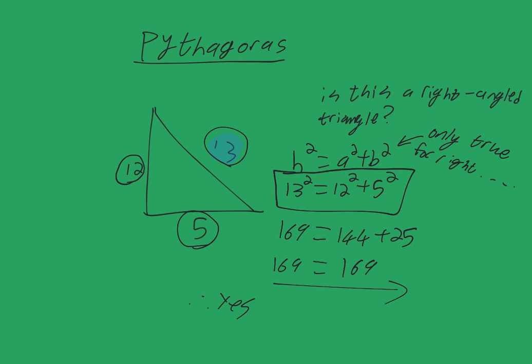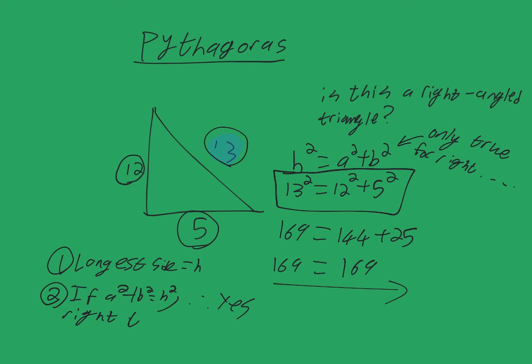Okay, so just to summarize, the longest side is equal to h, if a squared plus b squared equals h squared, then it's a right-angled triangle. I'll just say right triangle for shortness. So it's really not that bad.